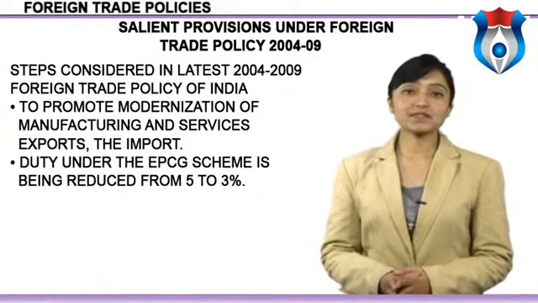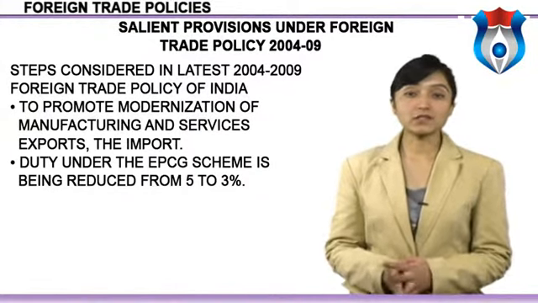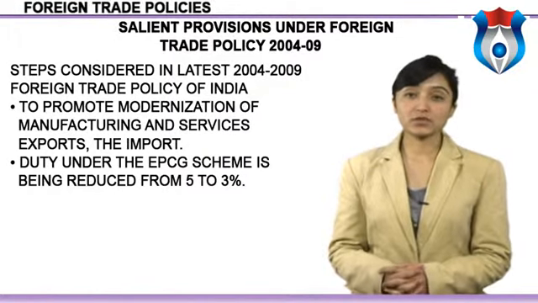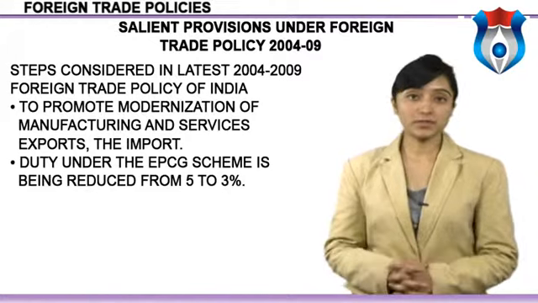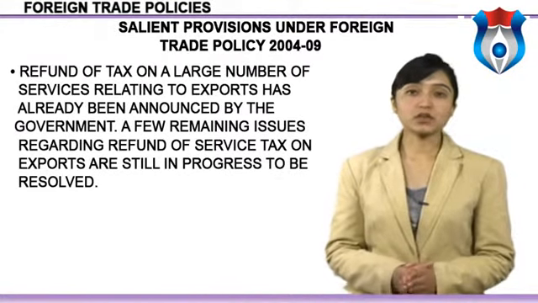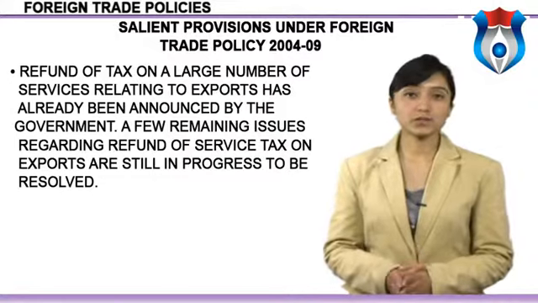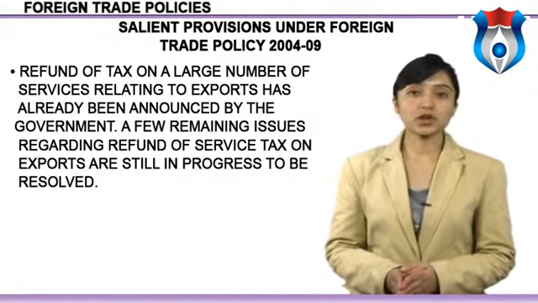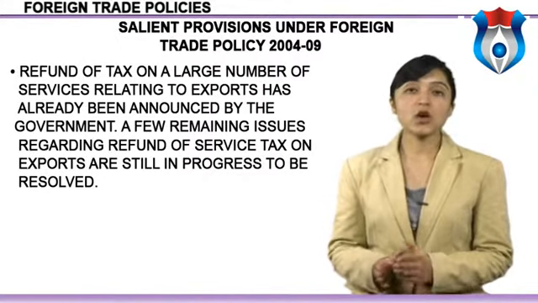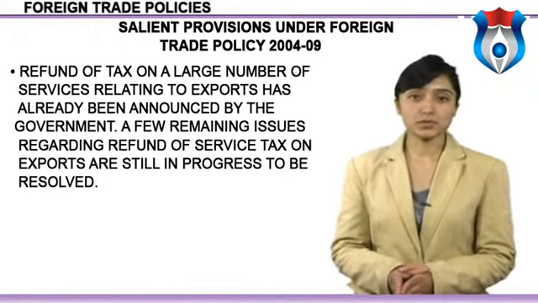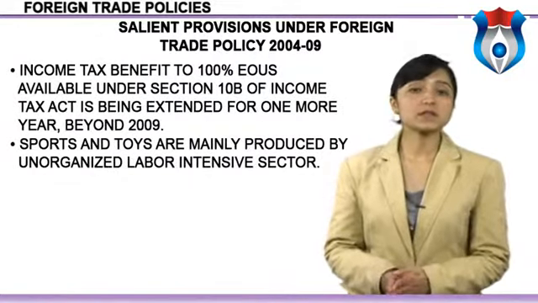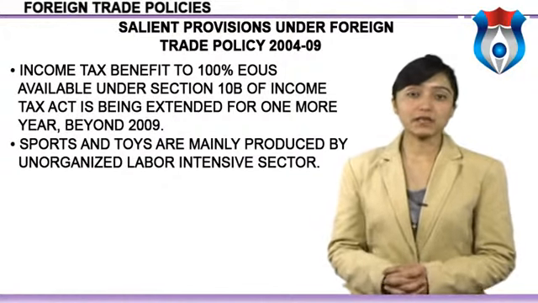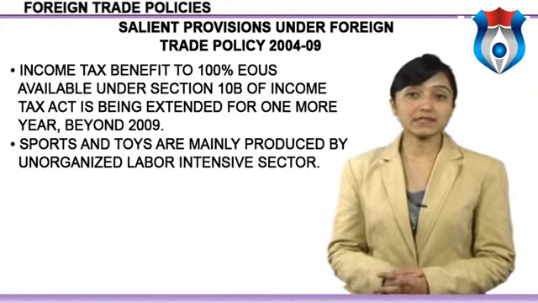Steps considered in the latest 2004 to 2009 foreign trade policy of India. To promote modernization of manufacturing and services exports, the import duty under the EPCG scheme is being reduced from 5 to 3%. Refund of tax on a large number of services related to exports have already been announced by the government. A few remaining issues regarding refund of service tax on exports are still in progress to be resolved. Income tax benefit to 100% EOUs available under Section 10B of the Income Tax Act is being extended for one more year beyond 2009.